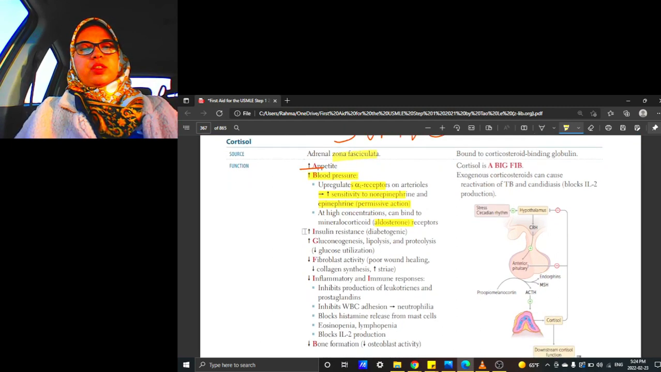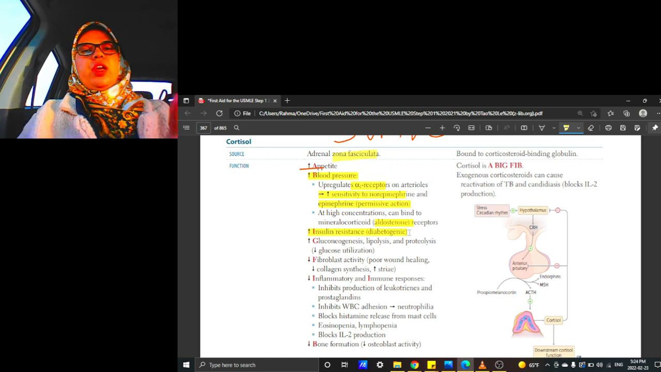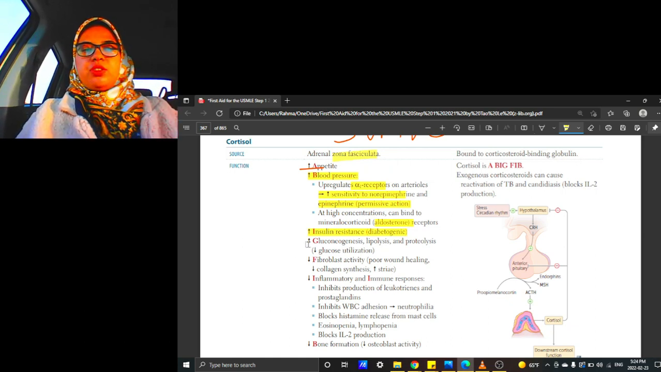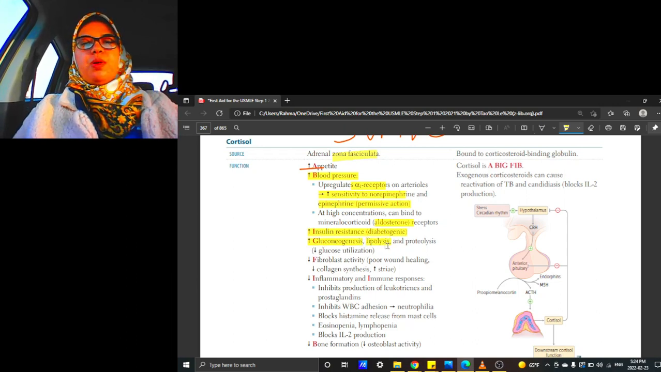Then you have increased insulin resistance, diabetogenic, right? Think: you're under stress, you just had surgery, you just had a trauma. You want to make sure that you have blood sugar that's ready and available for utilization. So insulin resistance, diabetogenic, increase your gluconeogenesis, make that glucose from anything. Break down your fats, lipolysis. Break down your proteins to make that glucose.